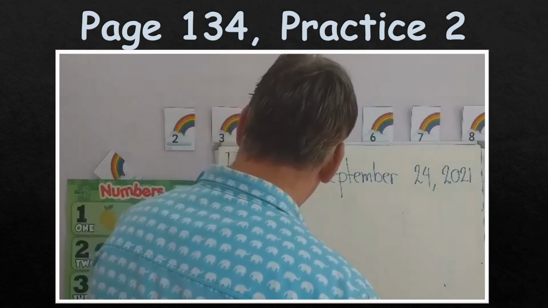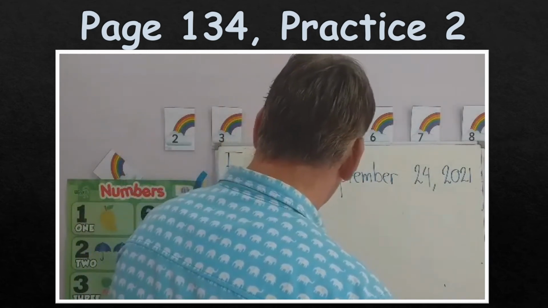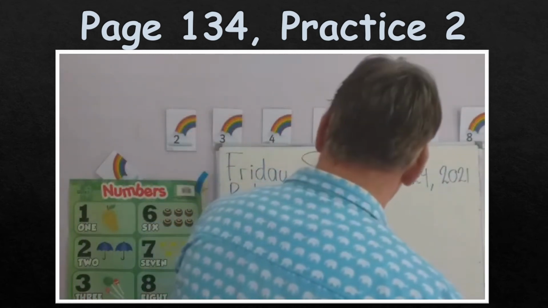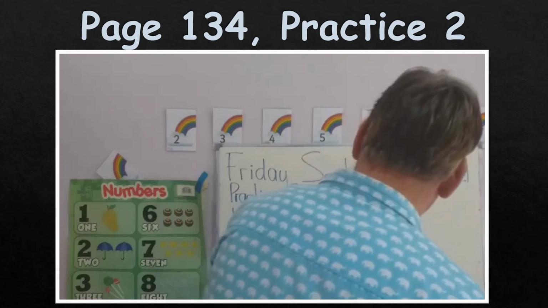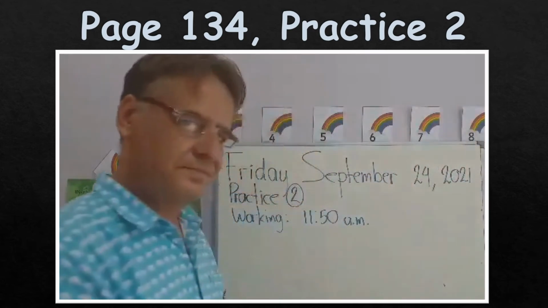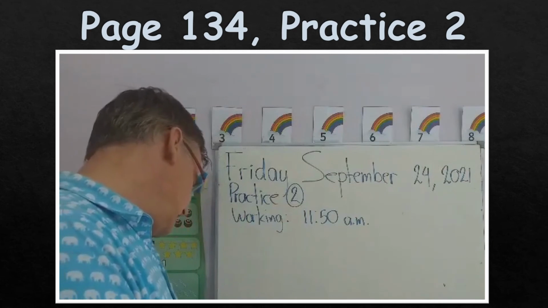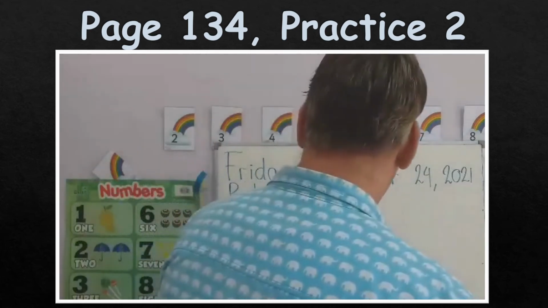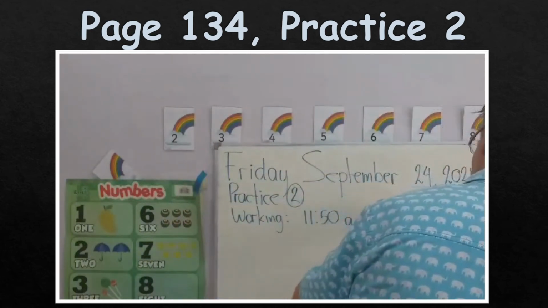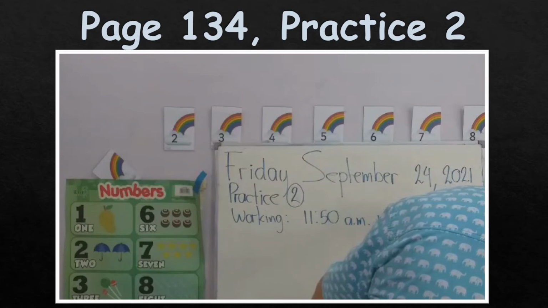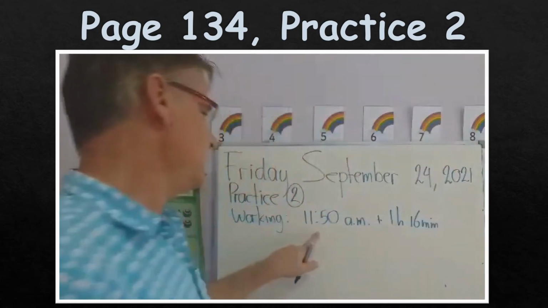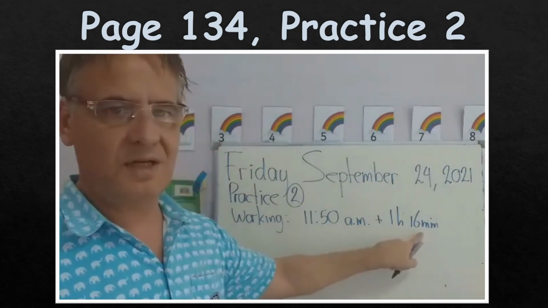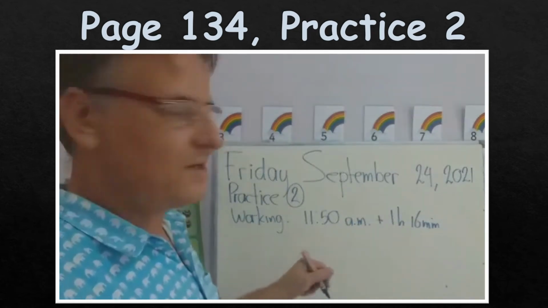So, let's just start with working. We know she started cleaning at 11:50 a.m. And she cleaned for 1 hour and 16 minutes. So we need to add 1 hour, 16 minutes to this time. So 11:50 plus 1 hour and 16 minutes. And it's not hard, not hard.